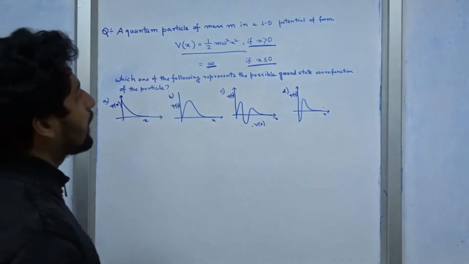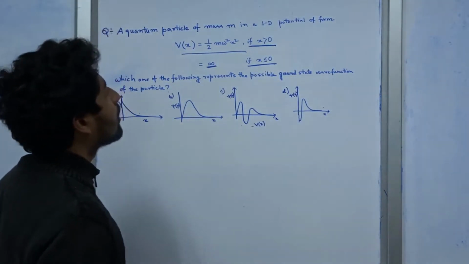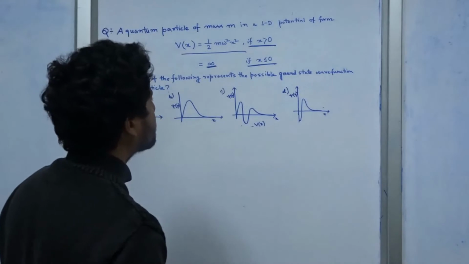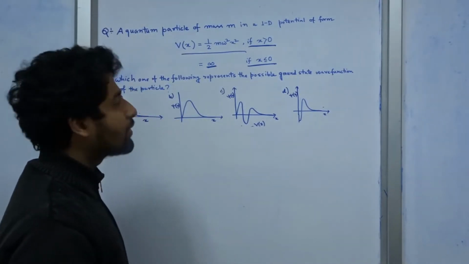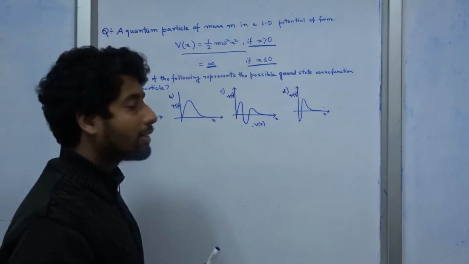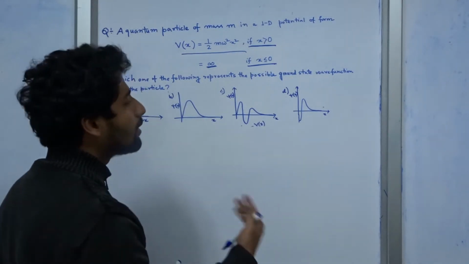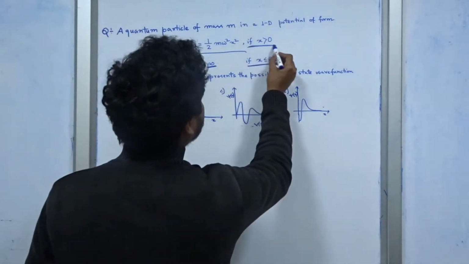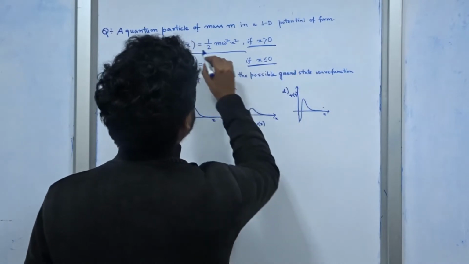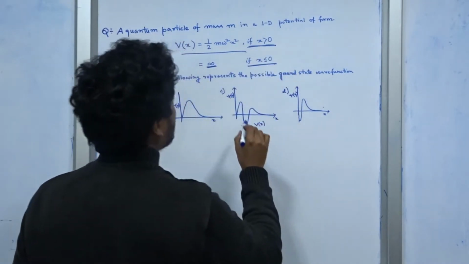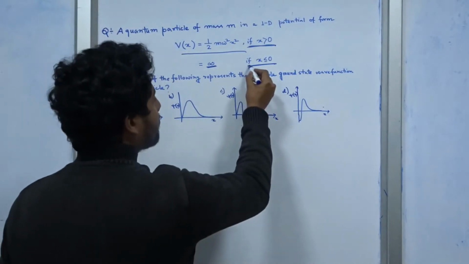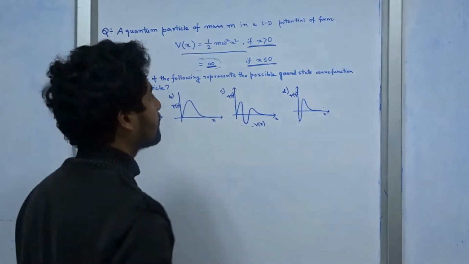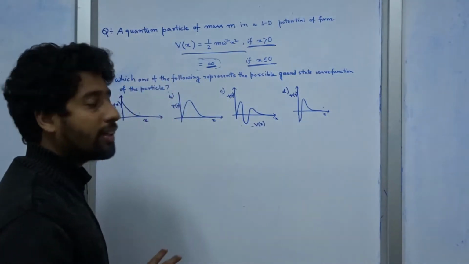A quantum particle of mass m in a 1D harmonic potential of this form, which is a simple harmonic potential, but there is a little difference from the usual harmonic potential that we encounter in a textbook. Here, this potential is for x greater than 0, but if x is less than 0, this potential becomes infinite. So this is the difference from the usual harmonic potentials that we have encountered in the textbook.